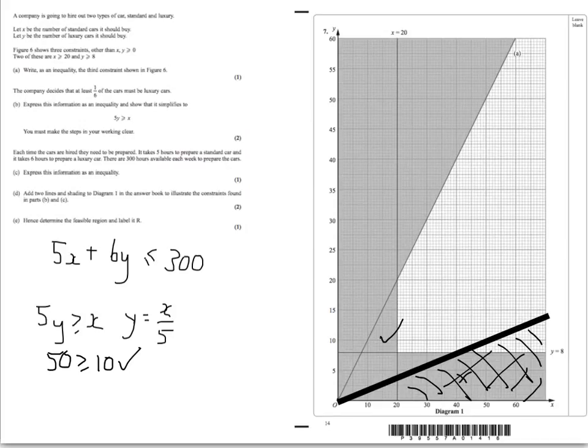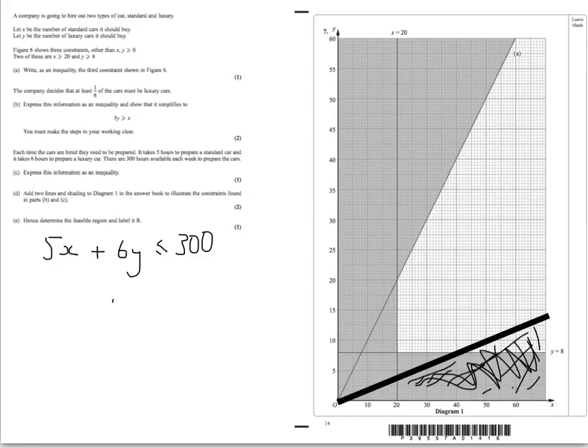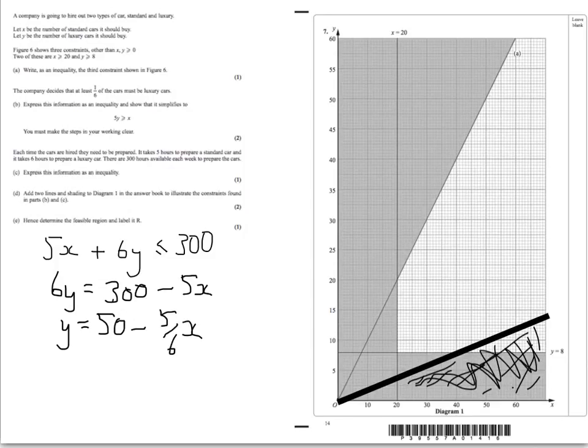Now I need to do the next one. The second inequality that I've got to draw on is 5x plus 6y is less than or equal to 300. This is going to be a little bit more tricky, but we can cope. First of all, I'm going to pretend that's an equal sign, and I'm going to start rearranging. So I'm going to get 6y equals 300 minus 5x. And then I'm going to divide through by 6. So I'm going to get y is equal to 50 minus 5/6 x. Right, so I've got my gradient of minus 5/6 and my y-intercept is 50.